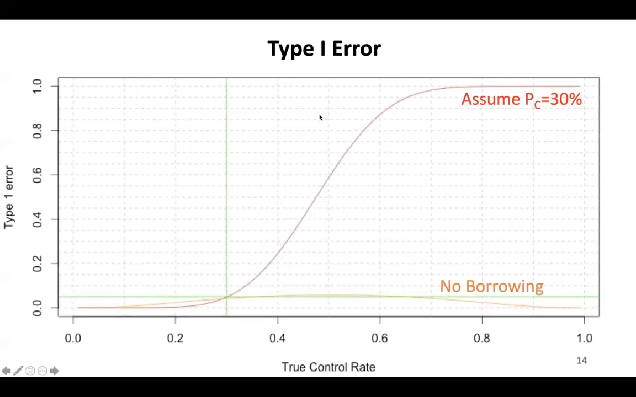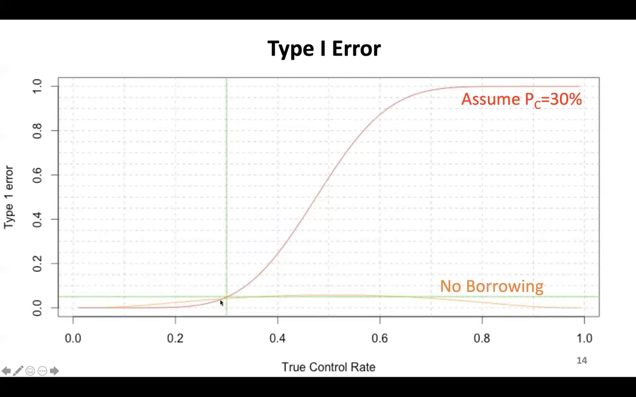I've taken the same graph that we had before. That's the type 1 error rate where we assume we know the rate is 30% on control. We're borrowing the previous number. Actually, we're borrowing it to an extent that we assume we know it exactly. It's not even using the data with uncertainty. That has about a 4.8% type 1 error rate if 30% is true.